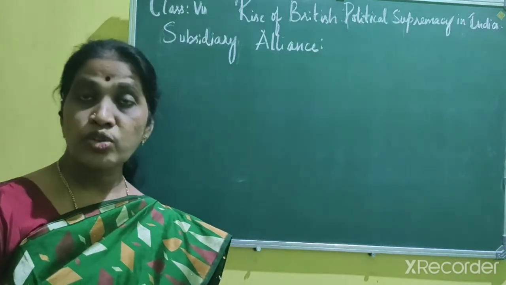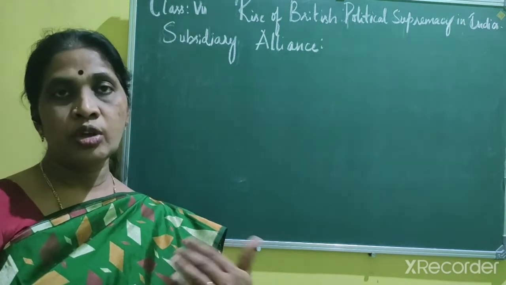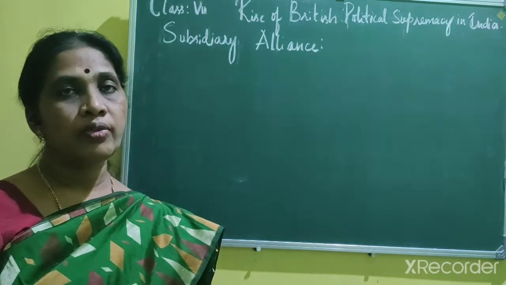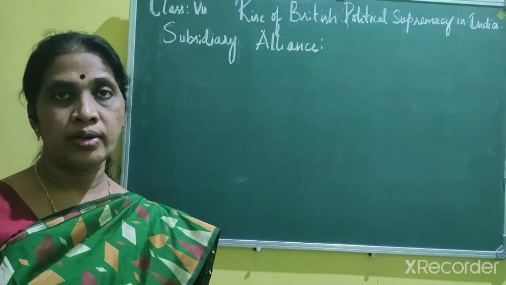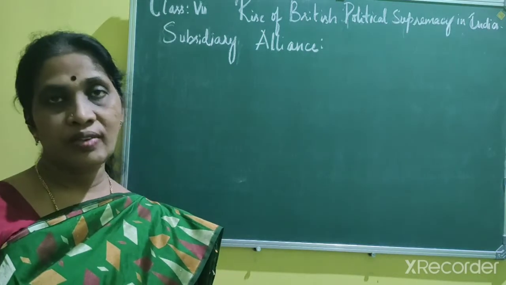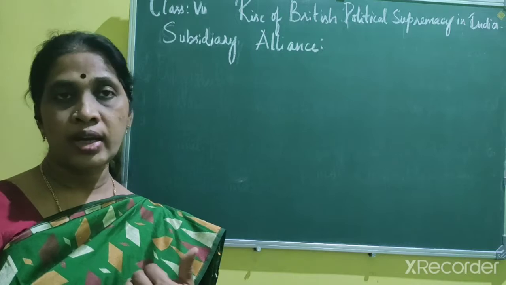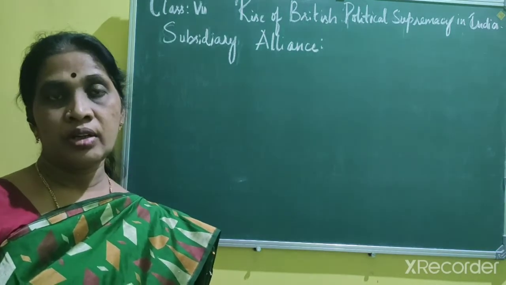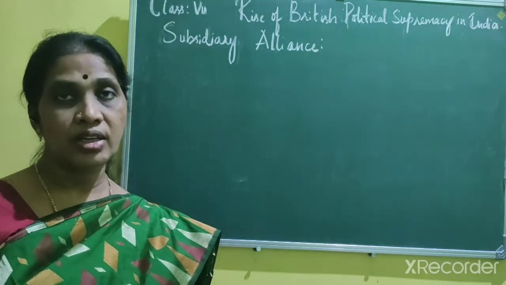Actually, the expansion of the British Empire took place at a great speed, that means at a faster pace, after the arrival of Lord Wellesley. Lord Wellesley was the Governor General of India. When he came to India, it was in 1798. The Marathas and the Mysore power had already declined. That means they had become weak, and this situation enabled the British to expand their power very easily.